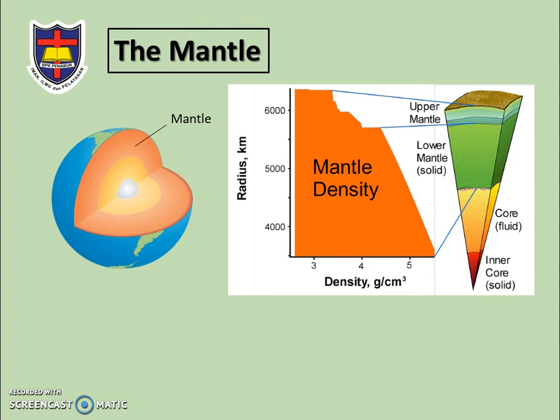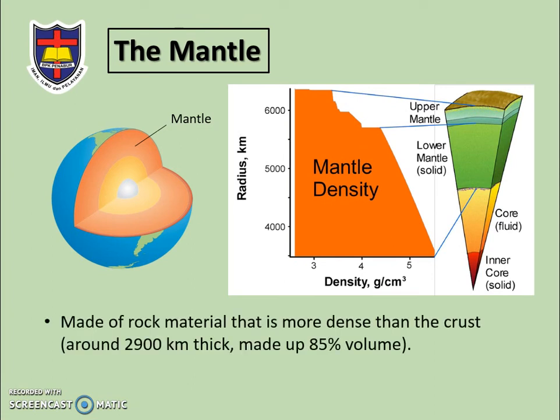Next is the mantle. The mantle is approximately 2,900 kilometers thick and comprises about 85% of Earth's volume. The mantle is divided into sections based upon changes in its elastic properties with depth. The two main sections are the upper mantle, which consists of liquid rock, and the lower mantle, which consists of solid rock.